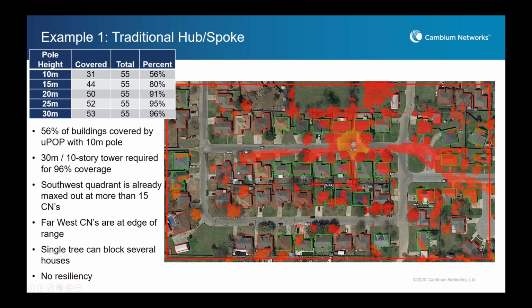And I've got some CNs out here on the edge. They might start to drop in modulation because they're further away from that tower. And of course, a single tree can block that and prevent hitting certain homes in an area just based on line of sight. And I have all my eggs in one basket with that hub and spoke. Now, not to knock it, this is still a legitimate and viable way of deploying. It's just that there are a number of constraints in how you deploy 60 gigahertz in this approach.